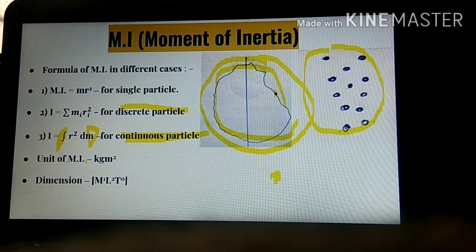The SI unit of moment of inertia is kg meter square, and its dimension is M1 L2 T0. Over here, kg denotes the mass of the object and meter denotes the length. Mass comes one time, so M is 1. Length comes twice, so L is 2, and time does not come at all. So M1 L2 T0.